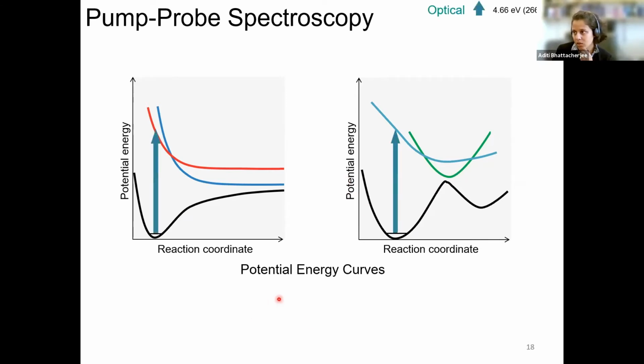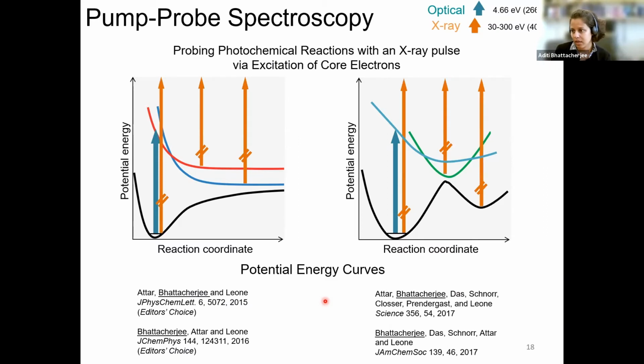Typically, we launch this excited state photochemistry using an optical pulse, an ultrashort optical pulse. For the experiments that I'll show today, this will be a 266 nanometer pulse, which is conveniently generated as a third harmonic of a titanium sapphire laser. And then this is the time zero for the reaction. And then you can bring in an X-ray pulse that is delayed in time.